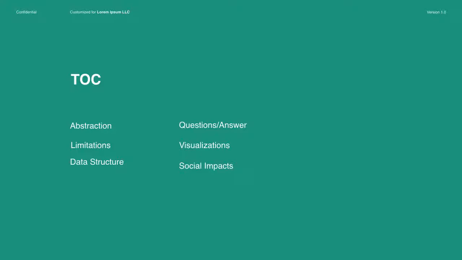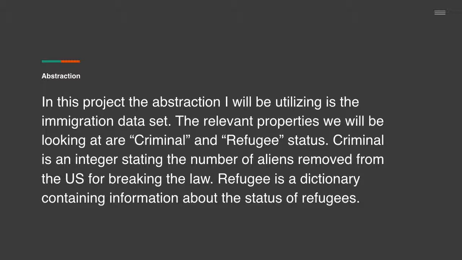So for the presentation today, the table of contents goes as follows. We're going to be going over the abstraction, the limitations to that abstraction, and defining the data structure. And then we're going to be asking questions and using visualizations to answer them, and then go over the social impacts. So in this project, the abstraction I will be utilizing is the immigration data set.